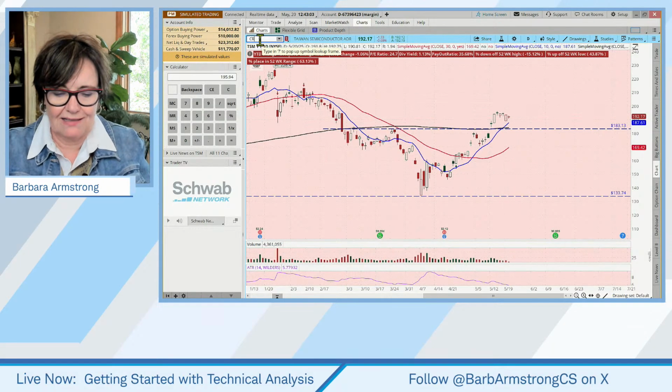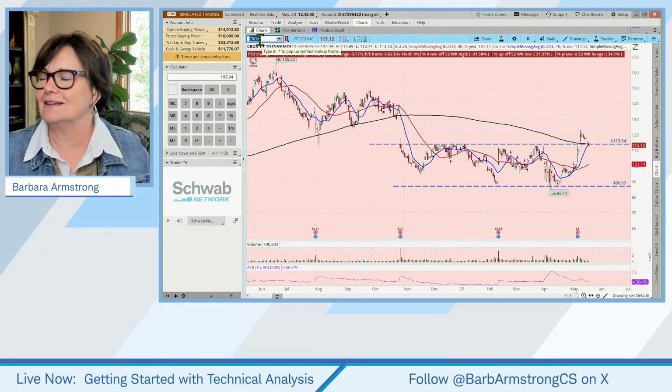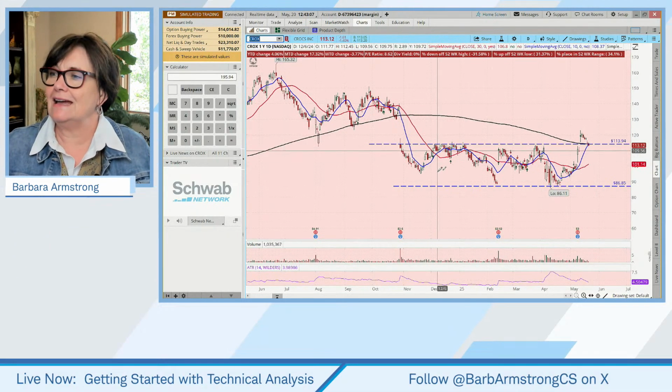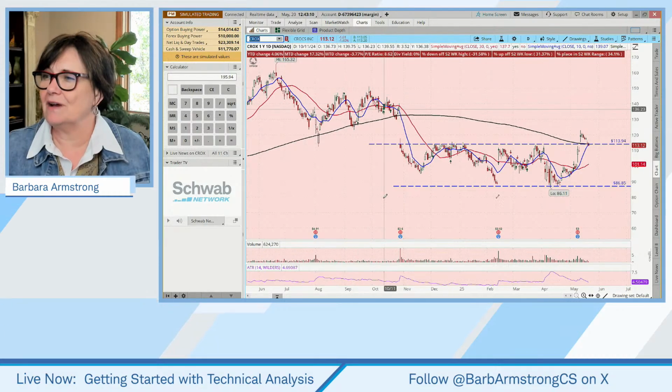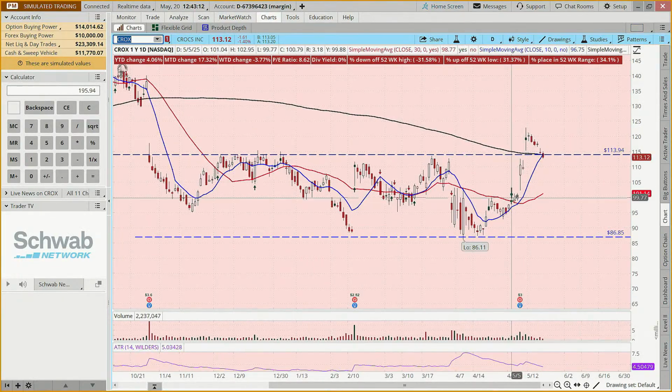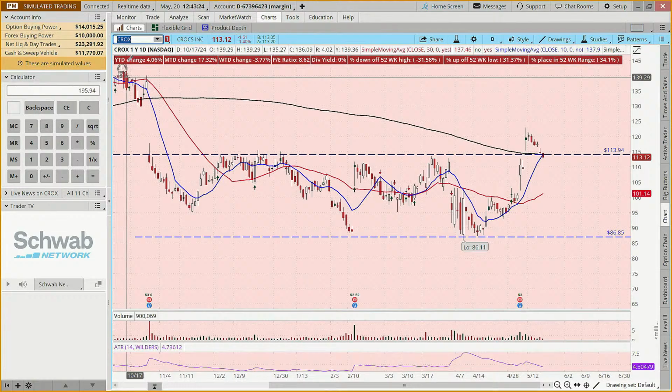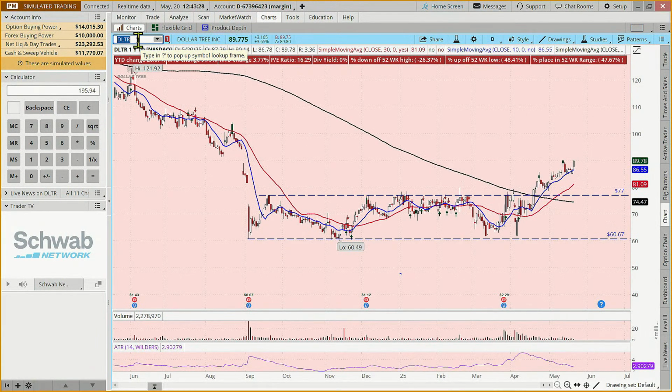How about Crocs? Don't mock the Crocs. So again, here we have something that was in a sideways range, bull flag, pulling back, but do we have a close above the high of the low day yet? We do not. So are we waiting? We be waiting. Yeah. Dollar Tree, I think that was another example. So just get out and start looking around.